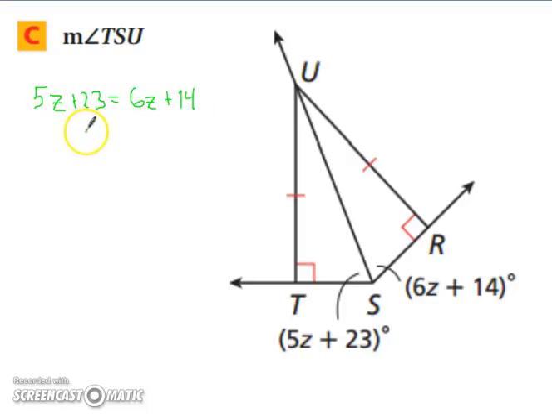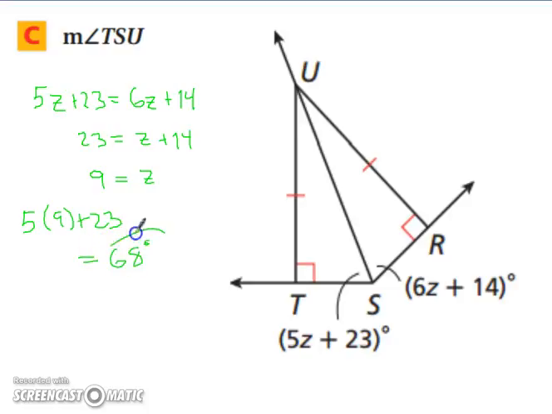So let's subtract 5z from both sides. So we have 23 equals z plus 14. We're going to subtract 14 from both sides, and that's going to leave us with the fact that z equals 9. We're not done yet. We want the measure of angle TSU. So we're going to substitute 9 in for z. So we have 5 times 9 plus 23, which will give us 68 degrees.